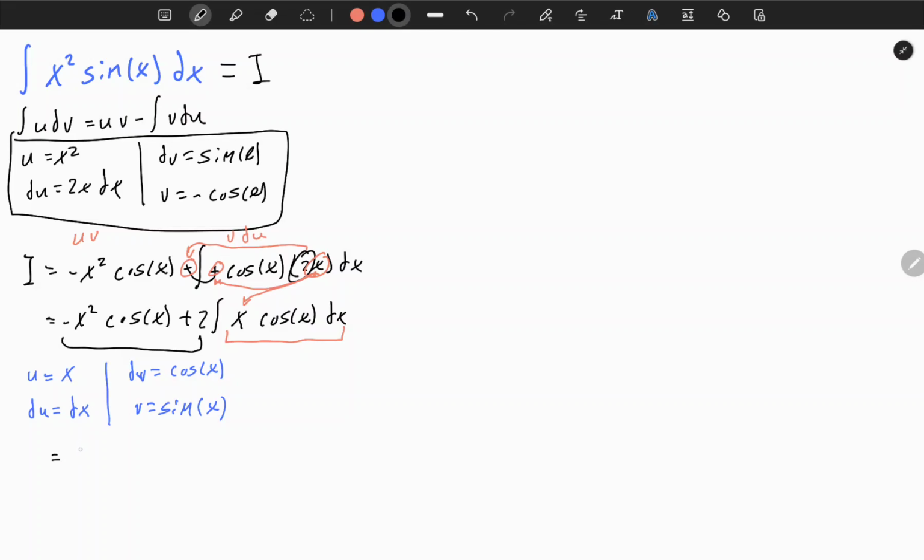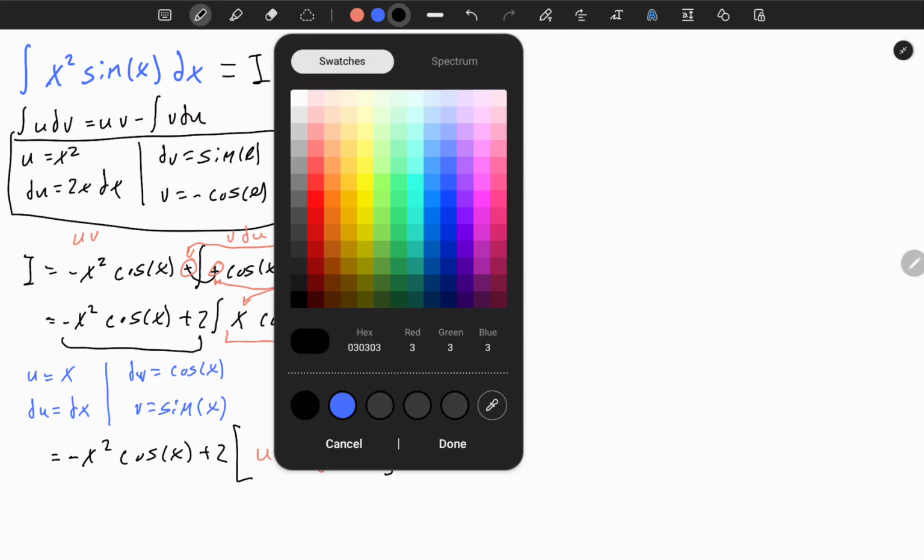So then, rewriting what we have up there. Oh, that was really bad. Let me fix that there. So this would be negative x squared times cosine x plus 2. So I'm going to put this in brackets there. So now here, we're going to have to start putting our uv minus the integral of v du. And I'm actually just going to go back up here, and we'll finish it off around here.